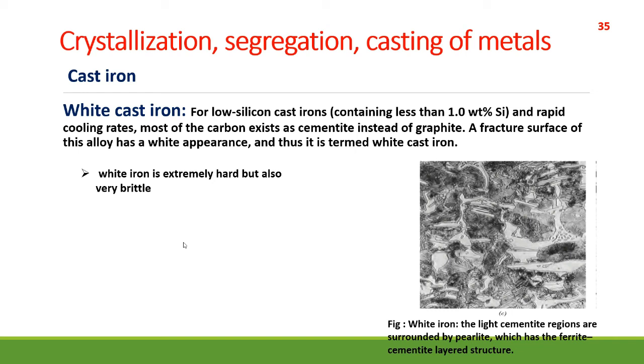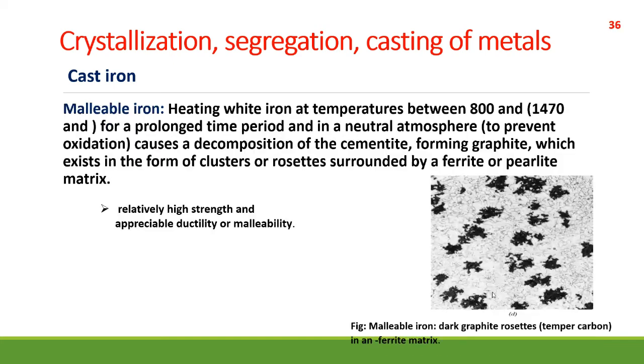So here you see the light cementite. Here the white regions are your cementite regions, and they are surrounded by the pearlite. And for applications, these white cast irons are used in connecting rods, transmission gears, and the automotive industry, railroad, marine, and most of the heavy duty applications. Next is your malleable iron that I just said is the other type of cast iron.